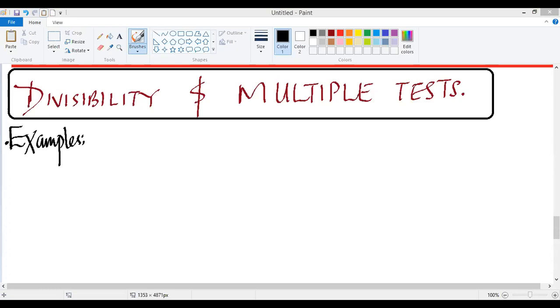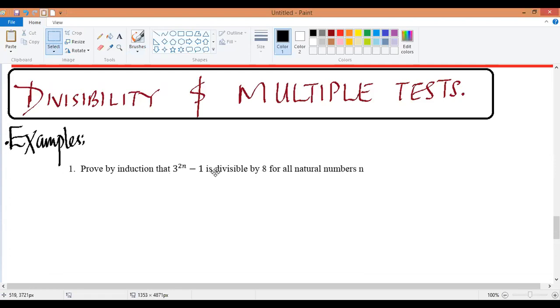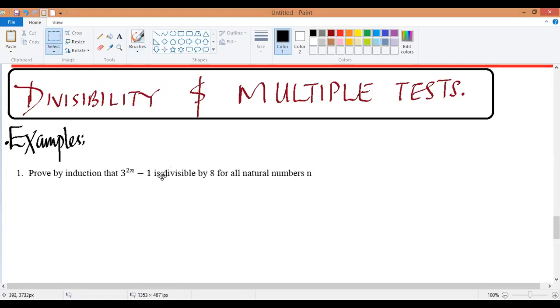Okay, so for example, our first example, number one, is: prove by induction that 3 to the power 2n minus 1, that negative 1 is not in the power of 3, it's another term, minus 1 is divisible by 8 for all natural numbers n.